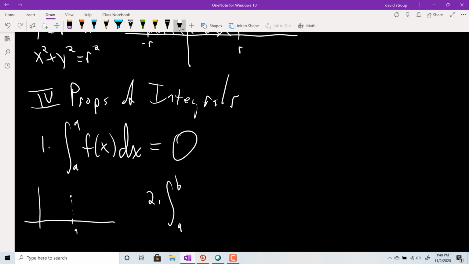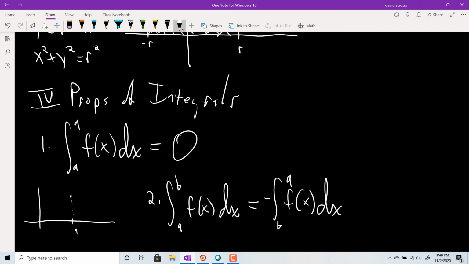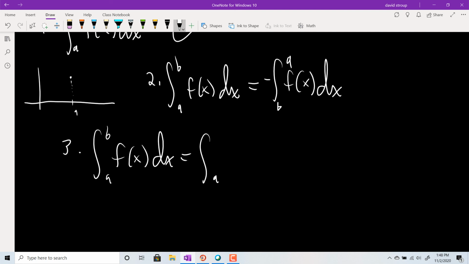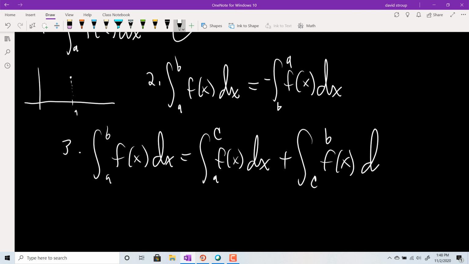The integral from a to b of f of x dx. You could flip the integral and make it from b to a, but you have to change it to negative. Thirdly, you can split integrals. So the integral from a to b of f of x dx is equal to the integral from a to c of f of x dx plus the integral from c to b of f of x dx.